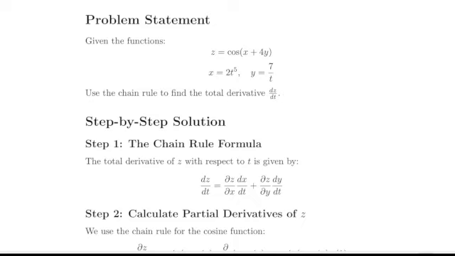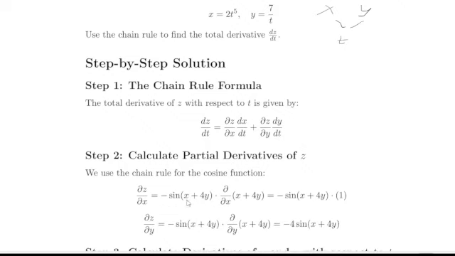So if we're going to draw a tree diagram, we have z on the top depending on x and y, and both x and y depend on t. So to find dz over dt, we're going to go through x, and then we're going to go through y. So we have partial z with respect to x times dx dt plus partial z with respect to y times dy dt. The next step is to find the partial derivatives of z.